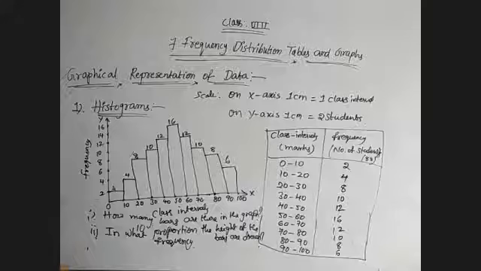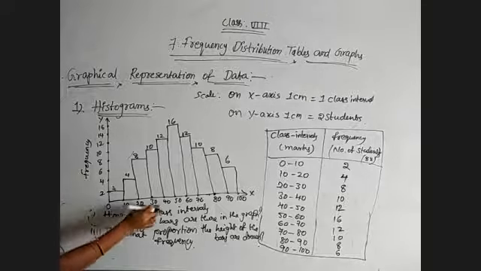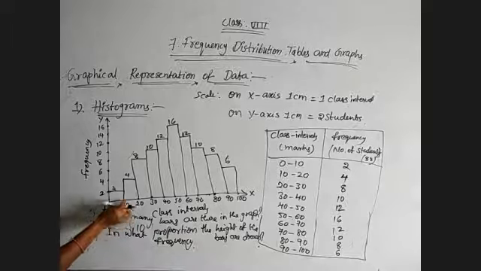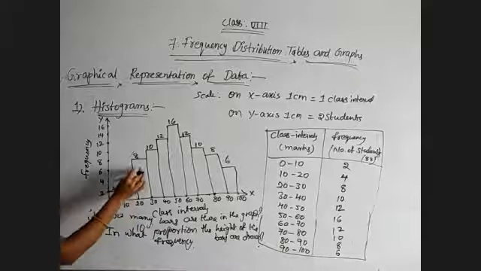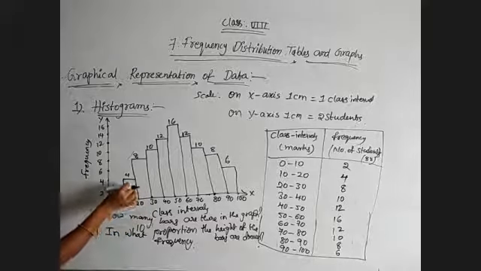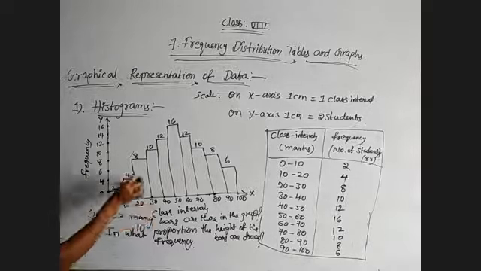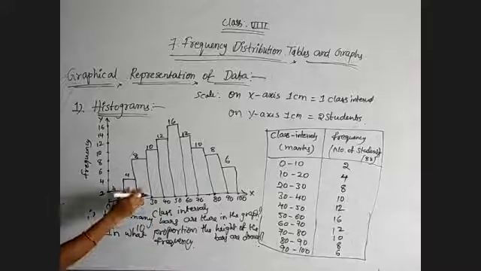And another question is given: shall we interchange any two bars of the graph? No, we can't, because it is given for a particular class interval. We can't replace the bar of length 4 with the bar of length 8, because for 10 to 20 compulsorily only 4 students are getting, and for 20 to 30 compulsorily they are getting 8 only. So we can't exchange these two.